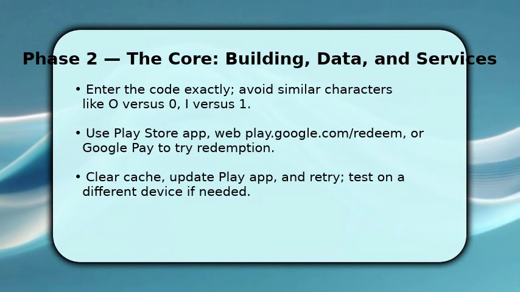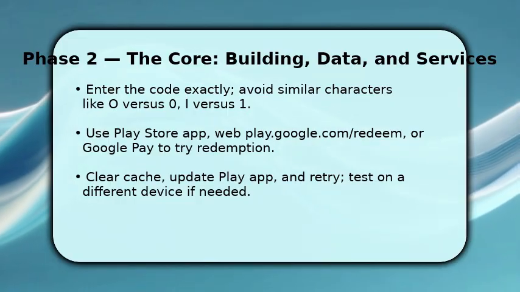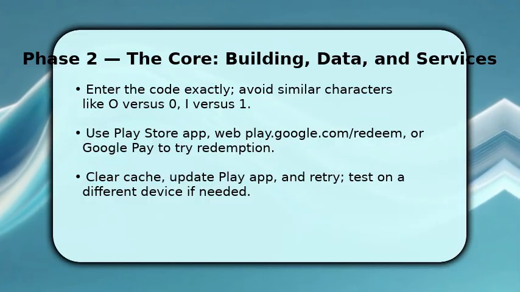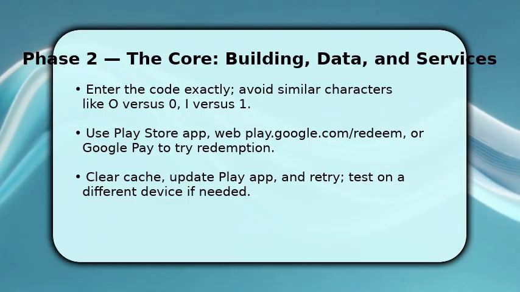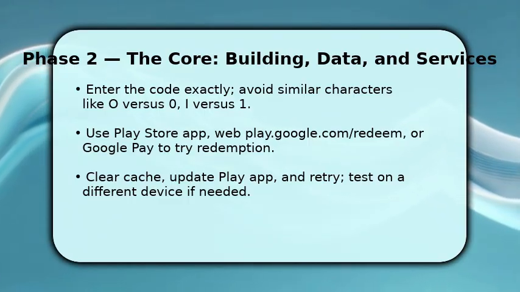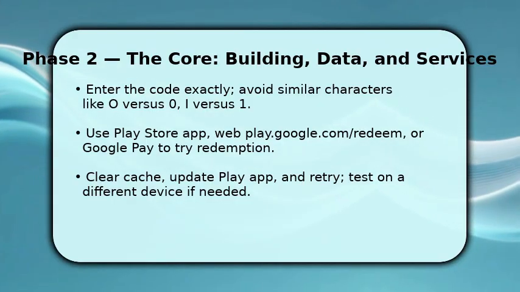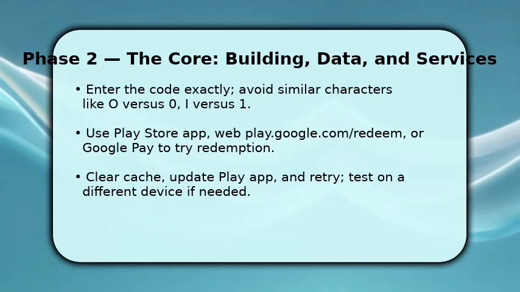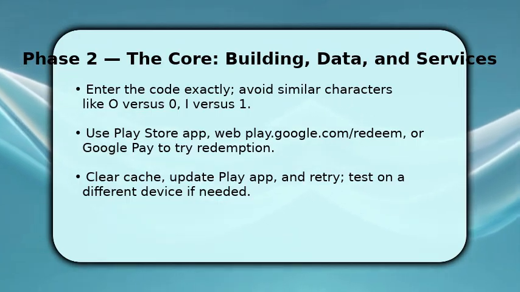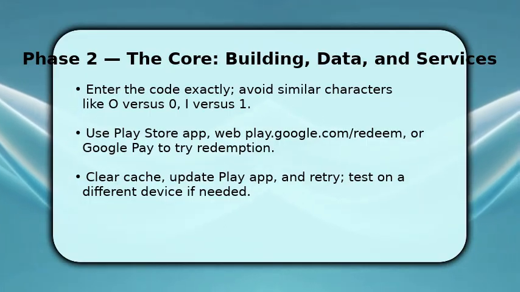Next, redeem carefully. Type the code exactly because characters like O versus 0 or I versus 1 cause failures. You can redeem via the Play Store app or on the web. If one method fails, try the other. If you see errors, clear the Play Store cache and data, update the app, then restart the device and try again. If problems persist, attempt redemption from a different device or network. This isolates device or regional issues and tells you whether the code itself is the culprit.